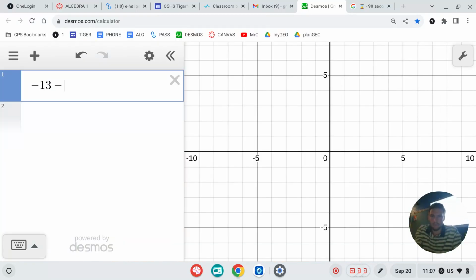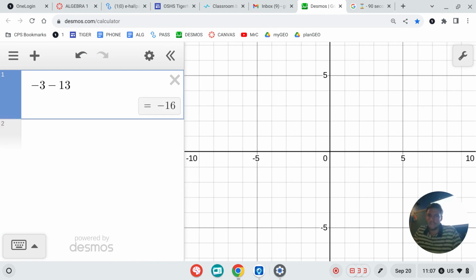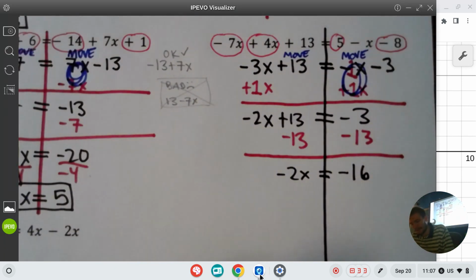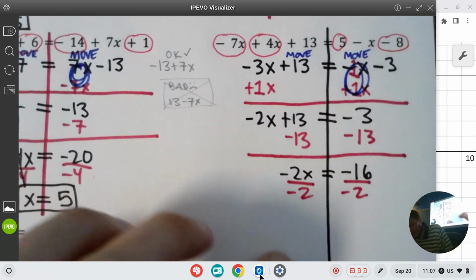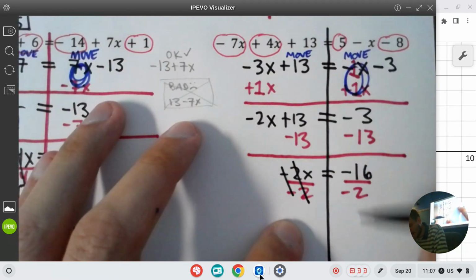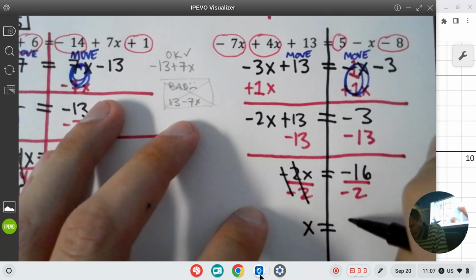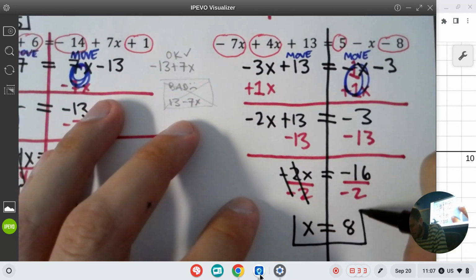Again, using Desmos, just so I'm showing you guys. Negative 16, sweet. Finish with divide. Dividing by negative 2. X equals 8.